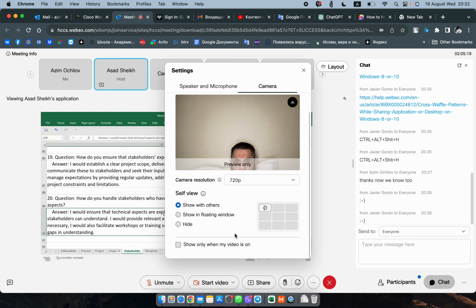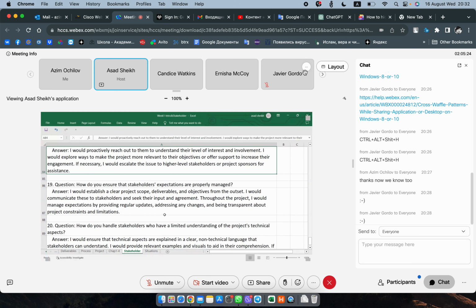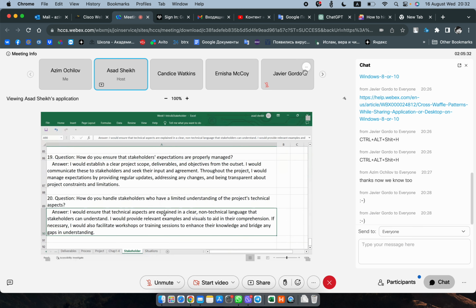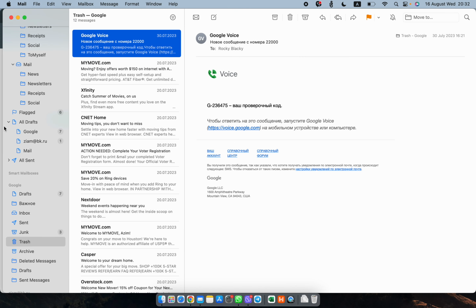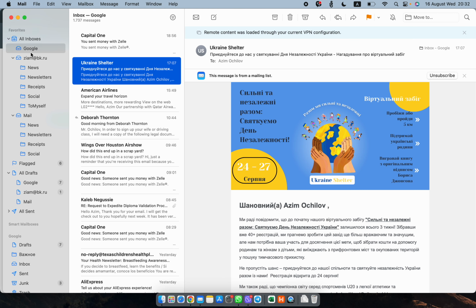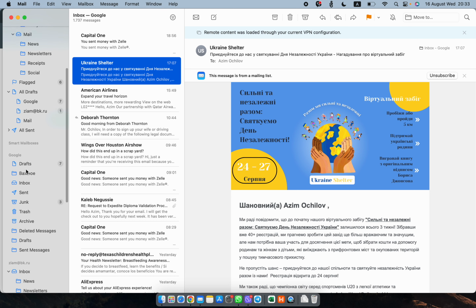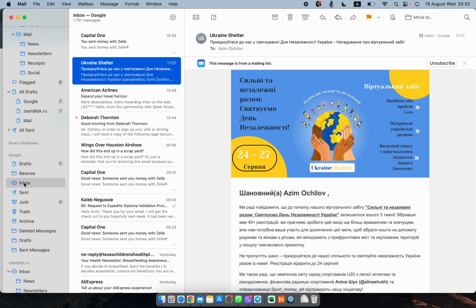19, and I think we have two more. So how do you ensure that stakeholders' expectations are properly managed? Again, it's nothing new here. How do you handle stakeholders who have limited understanding of the project's technical aspects? So you've got customers who don't know IT, right? I had a stakeholder who was asking me in one of my one-on-ones with her, what does this mean? I'm totally lost. She was asking me questions about the technical stuff because she had no clue.